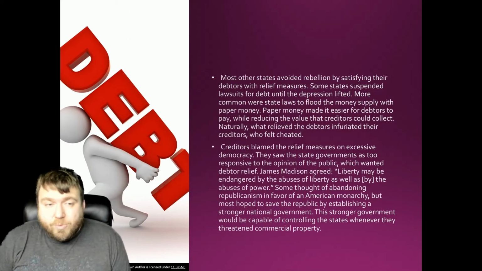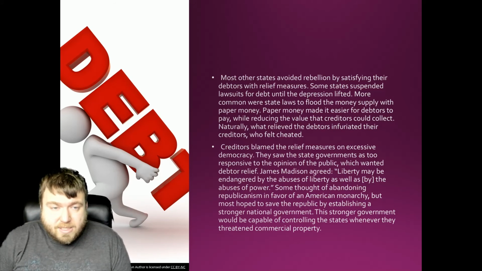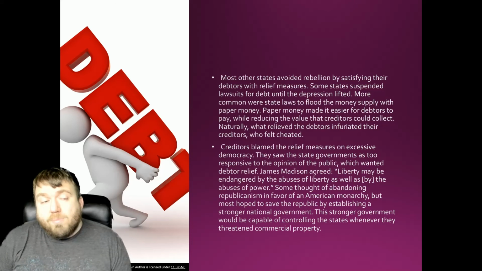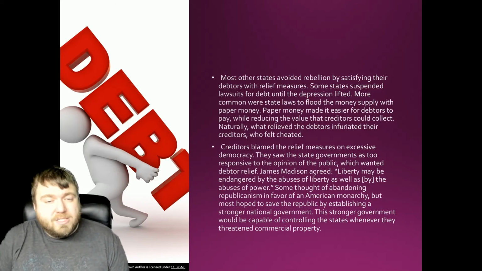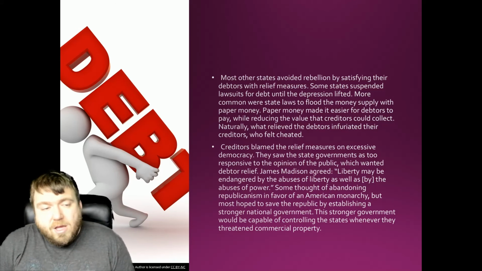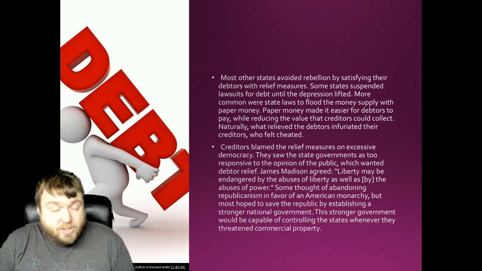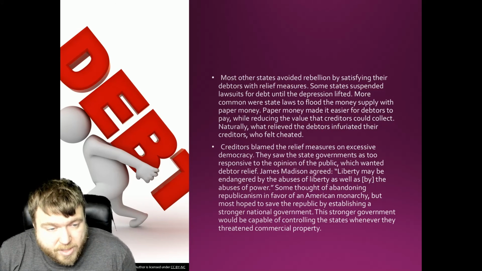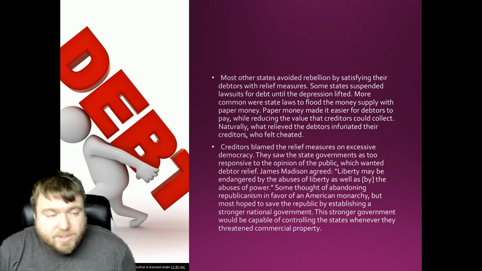Most other states avoided rebellion by satisfying their debtors with relief measures. Some states suspended lawsuits for debt until the depression lifted. More common were state laws to flood the money supply with paper money. Paper money made it easier for debtors to pay while reducing the value that creditors could collect. Naturally, what relieved the debtors infuriated their creditors, who felt cheated.